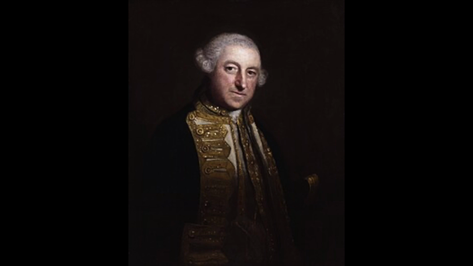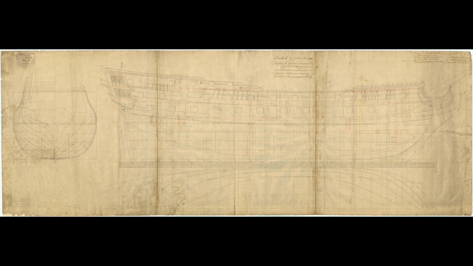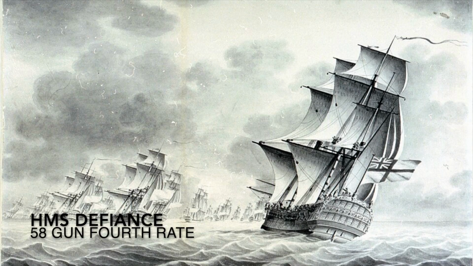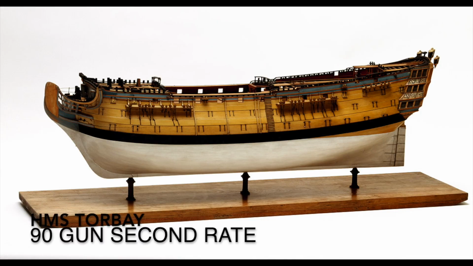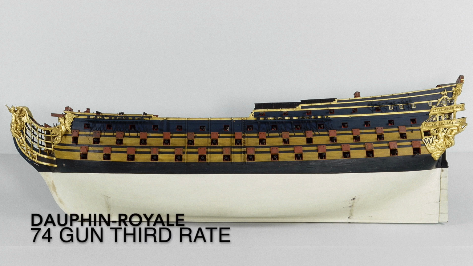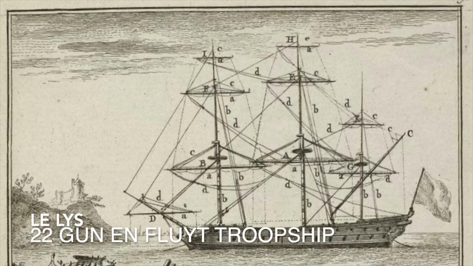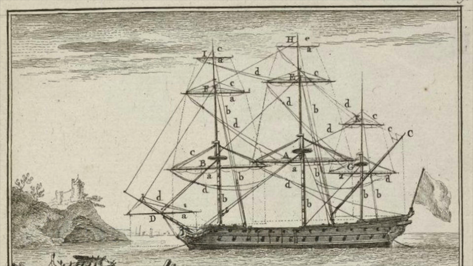Under the command of Vice Admiral Edward Boscawen, the Royal Navy ships consisted of HMS Dunkirk, a 60-gun fourth-rate ship built in 1754 and essentially brand new, being built at Woolwich Dockyard; HMS Defiance, a 58-gun fourth-rate ship built in 1744 in Deptford; and HMS Torbay, a 90-gun second-rate ship launched as HMS Neptune in Deptford in 1683. Under the command of Captain Toussaint Hocquart, the Marine Royale forces consisted of the Dauphin Royale, a 74-gun ship built in Brest in 1735; the Alcide, Hocquart's own ship, a 64-gun ship built in Brest in 1741; and the Lys, with reduced armament of 22 guns, and carrying soldiers of the Regiment de la Reine and Regiment de la Languedoc, 8 companies in total.